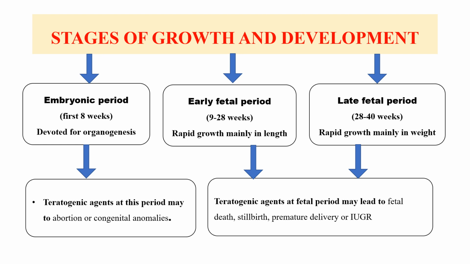The second stage is early fetal period, starting from 9 weeks of gestation till 28 weeks of gestation. It is prominent for the rapid growth, mainly in length. And the late stage is the late fetal period, from 28 weeks till 40 weeks of gestation, and it is for rapid growth, mainly in weight. In the second and the third stages, any teratogenic agents may lead to fetal death, stillbirth, premature delivery, or intrauterine growth retardation.